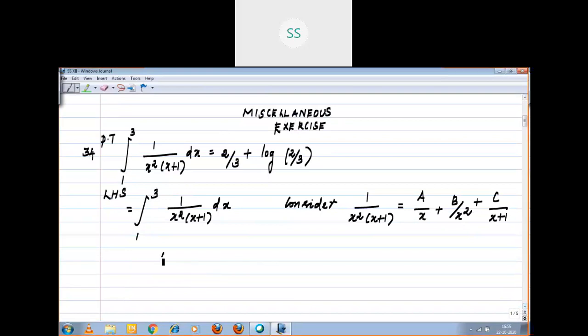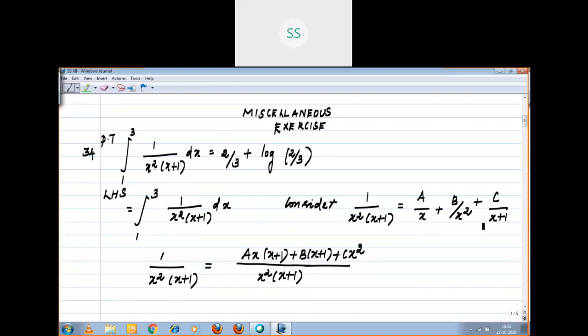Now you see, 1 by x square into x plus 1, that is our LHS, equals, the right side I am going to take as an LCM. So what can I get, you see? a x into x plus 1 plus b into x plus 1 plus c into x square. Whatever is missing, you have to find out and multiply into your numerator.